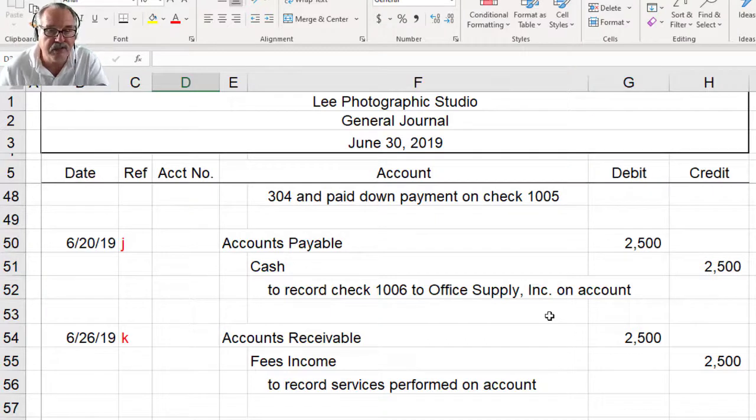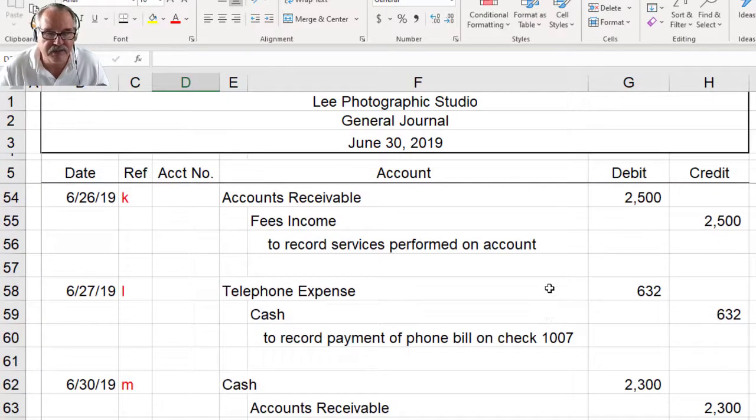There are no new transactions in Chapter 4. These are the same transactions that you did in the T accounts in Chapter 3, but now we're just formalizing them into our journal. Transaction K, we performed some services. Anytime you hear perform services, it means revenue, and our revenue account is fees income. Debit accounts receivable, $2,500, and credit fees income, $2,500.